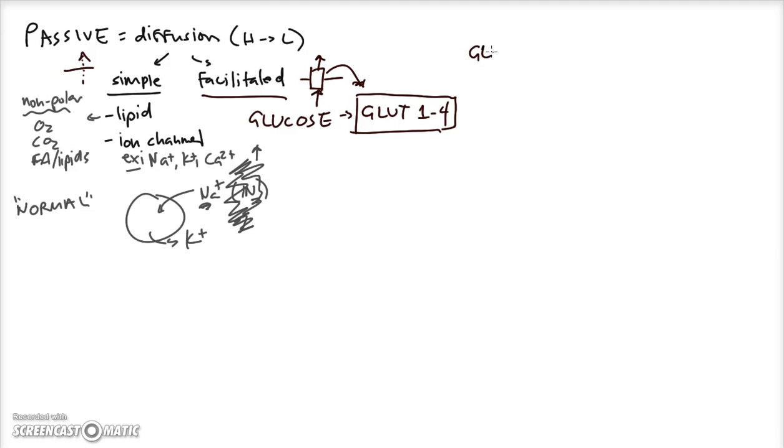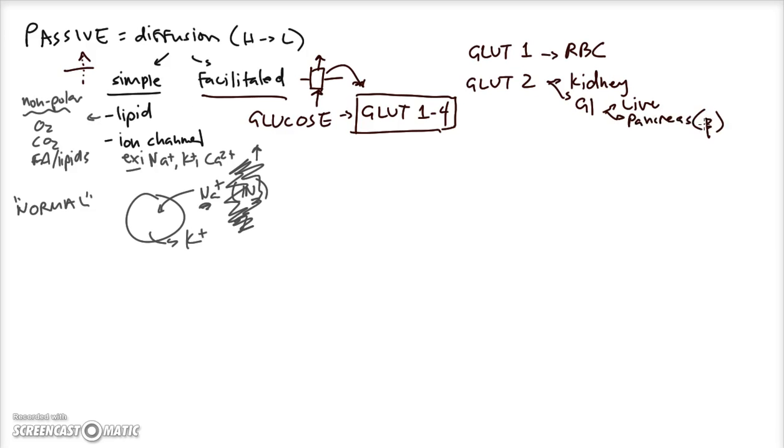Depending on the site of the body that we're at will determine which transporter it goes through. GLUT 1, glucose can move in and out of red blood cells. Through the GLUT 2 transporter, glucose moves in and out of either the renal system, so the kidney, or the GI, which includes the intestines. It also includes the liver and the pancreas, beta cells. Right.